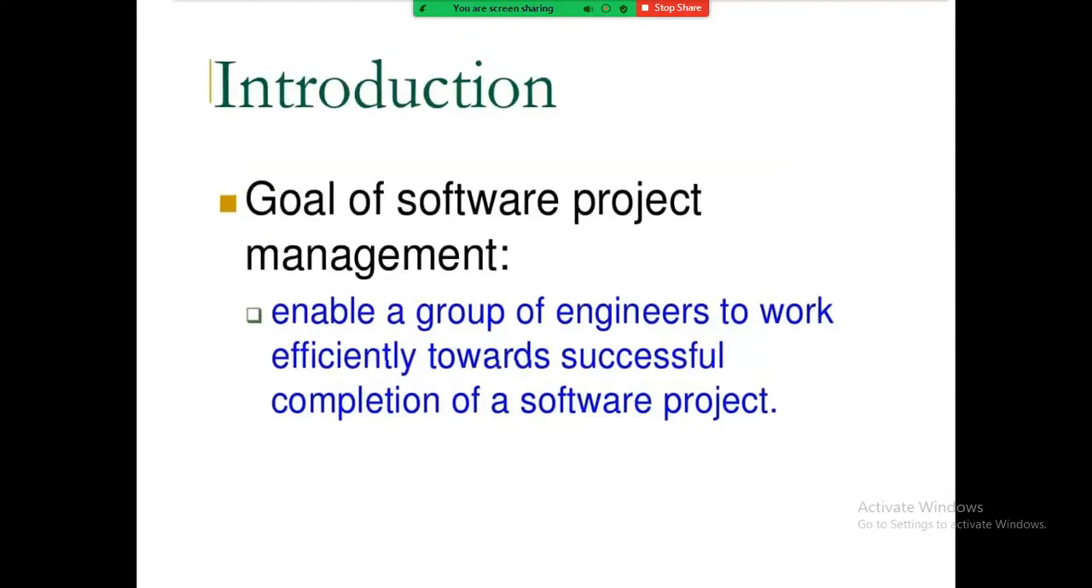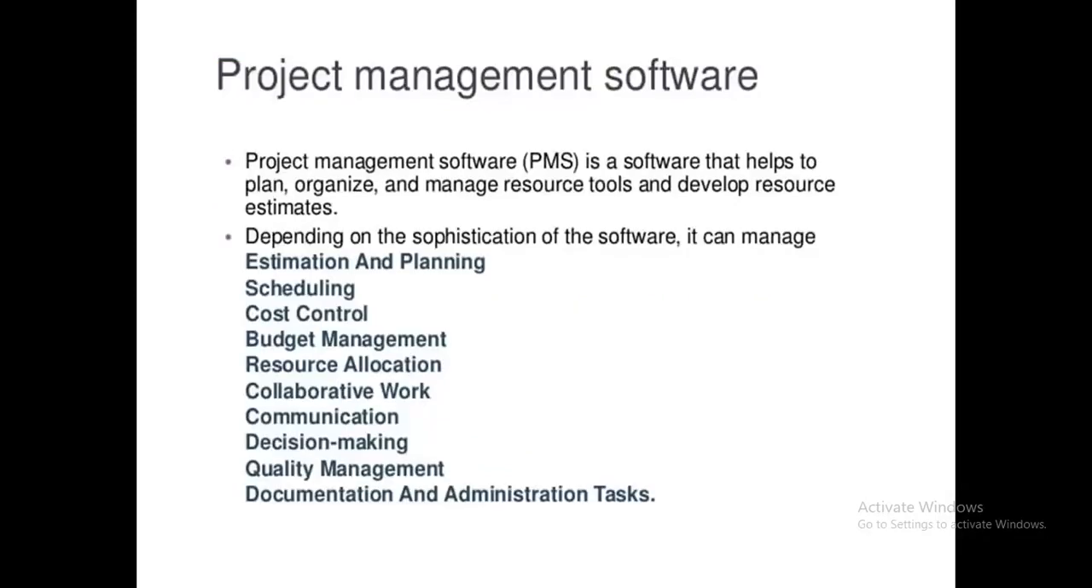Goals of software project management: enable a group of engineers to work efficiently towards successful completion of a software project. Project cost management is the process of estimating, budgeting, and controlling costs throughout the project life cycle. Then, the main part: project management software, PMS, is software that helps to plan, organize, and manage resource tools and develop resource estimates.